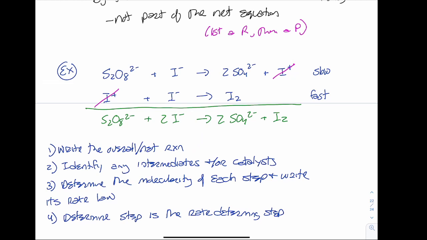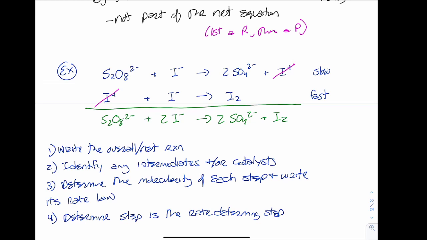Any intermediates and or catalysts? Remember, intermediates are things that we're going to produce in one step and then consume in a second step. So it's a product first and then a reactant. Catalysts are something that we're going to put into it and then get back out of it. So it's going to be a reactant first and then a product.